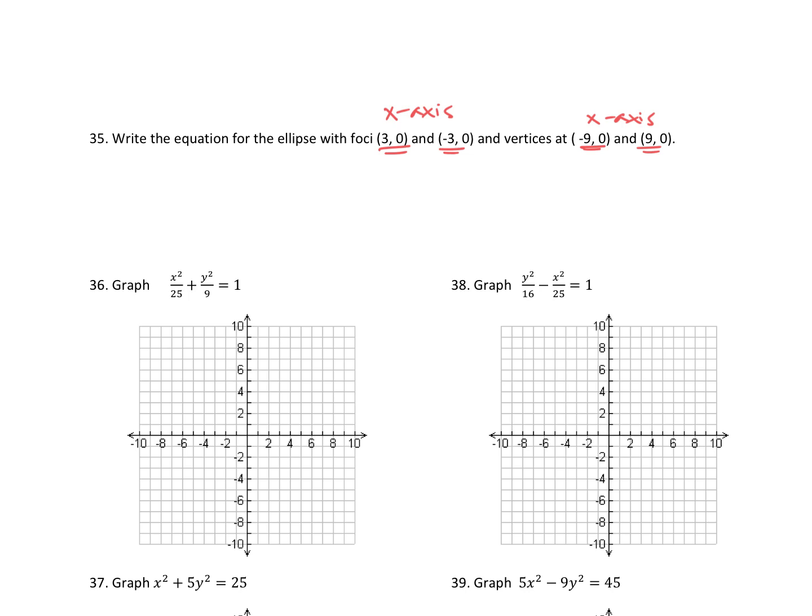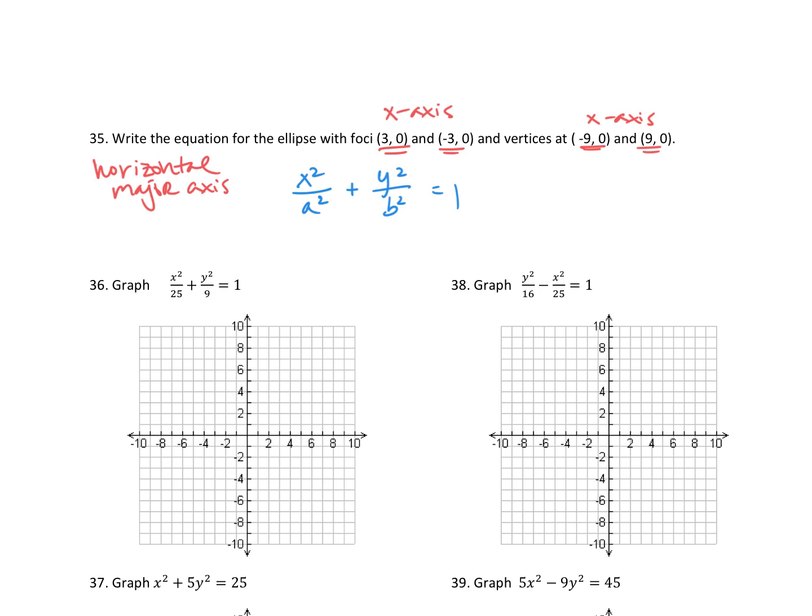Because this is on the x-axis, this means that we are looking at a horizontal major axis. This will be a horizontal ellipse. Now, to write an equation for a horizontal ellipse, I'll just write out what the equation is. It is x squared over a squared plus y squared over b squared equals 1. So if we have our a squared and our b squared, we're ready to write our equation.